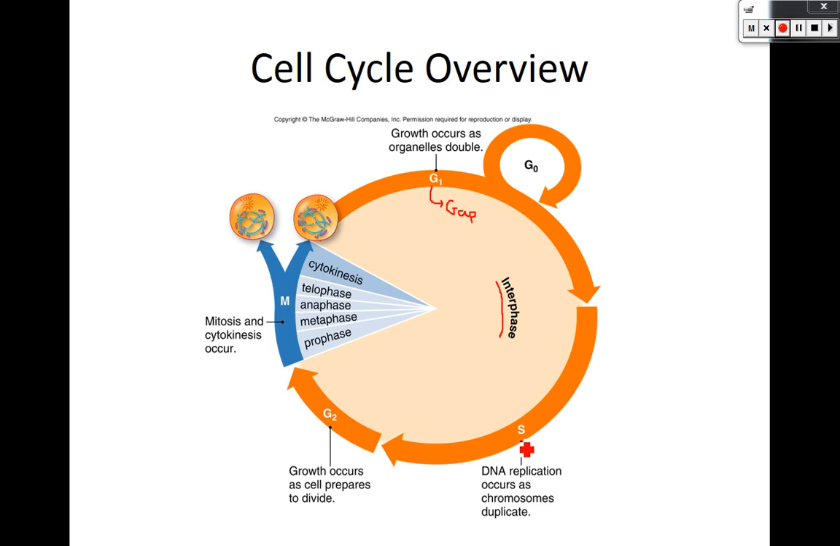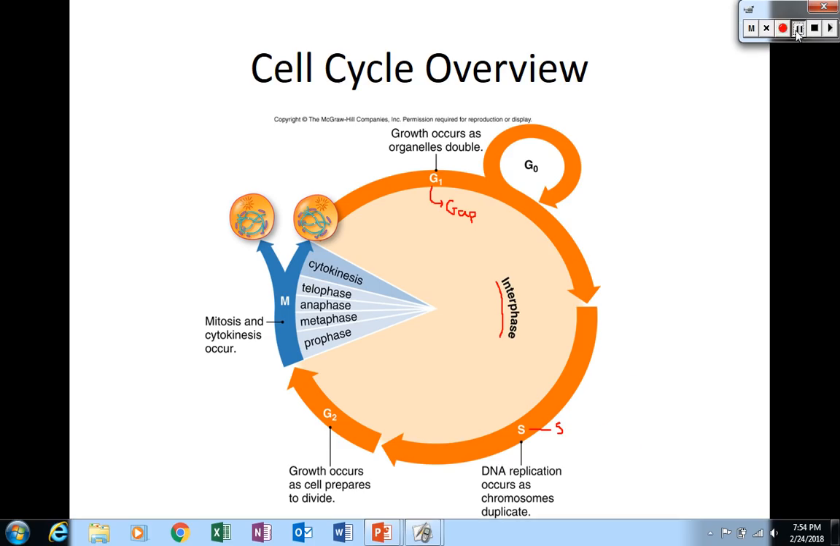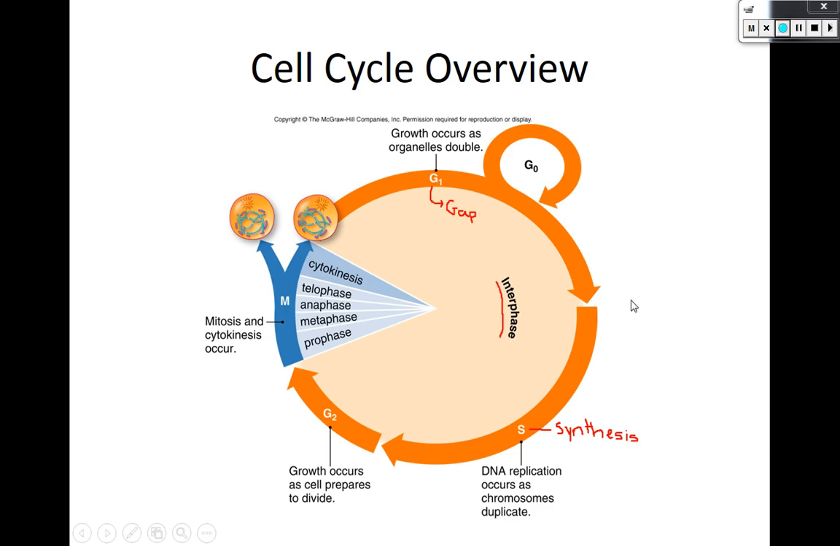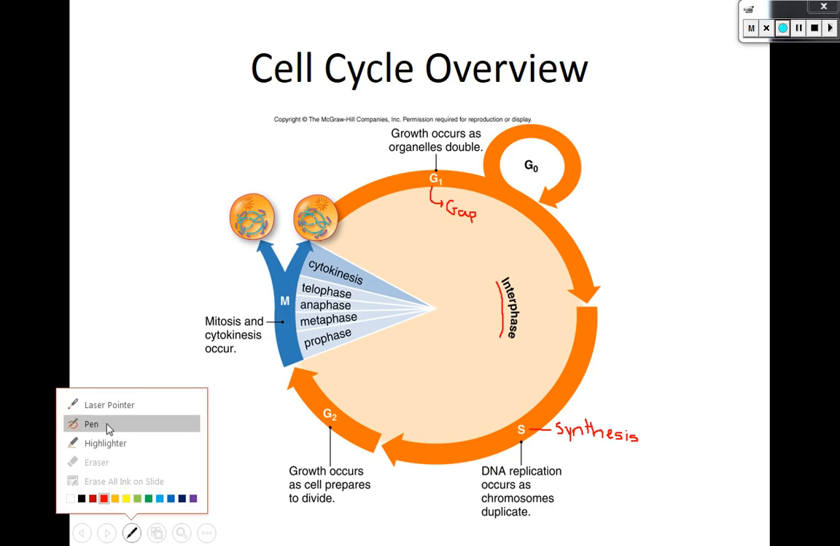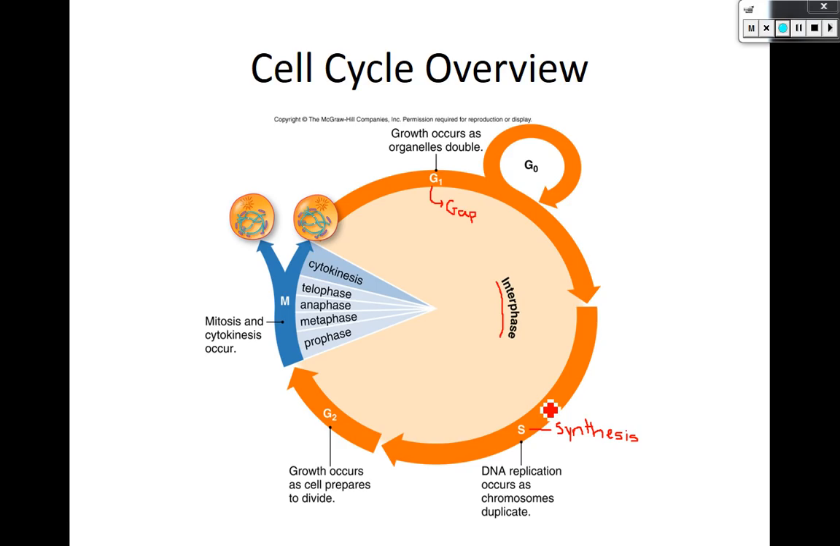Then in the S phase, S here stands for synthesis, and let me try to write out synthesis for you. Alright, there we go. So now I have properly written synthesis for you without you having to sit there and watch me write it.